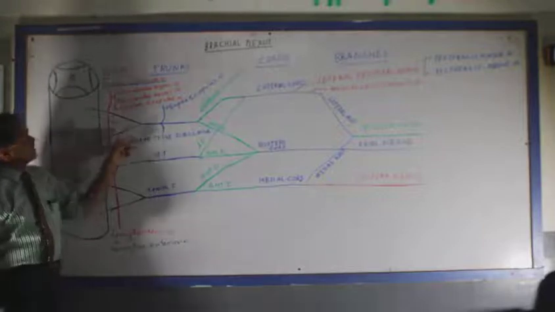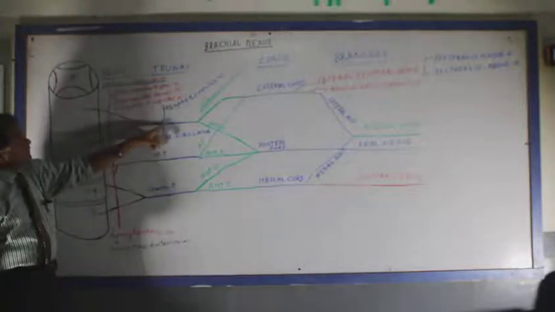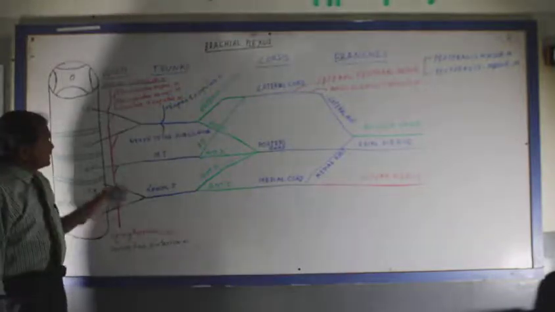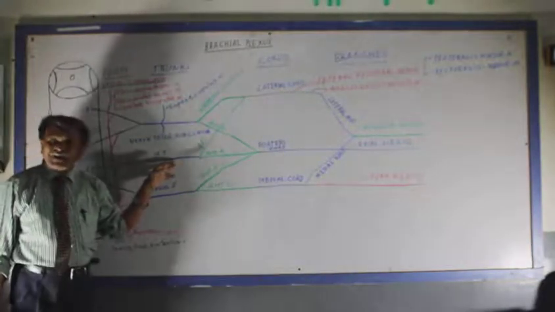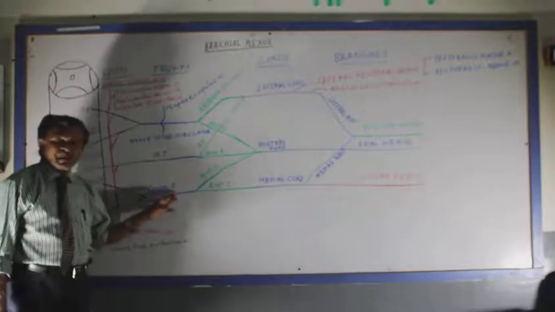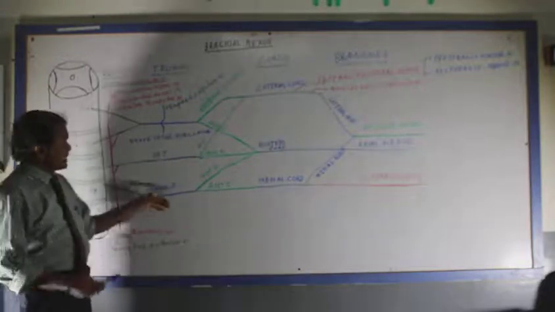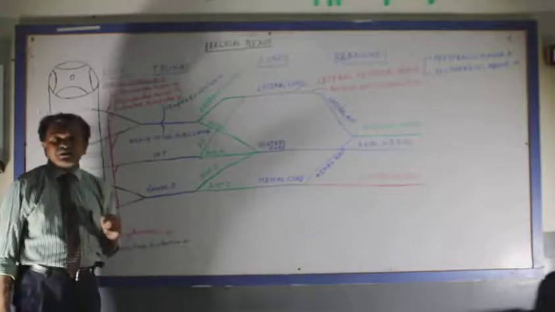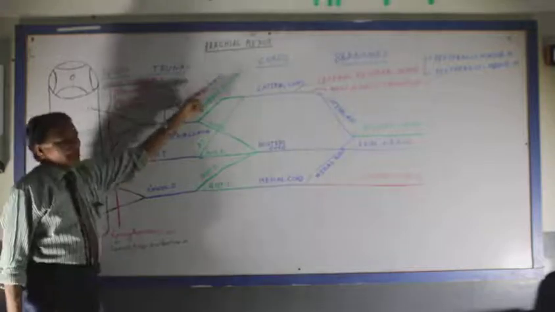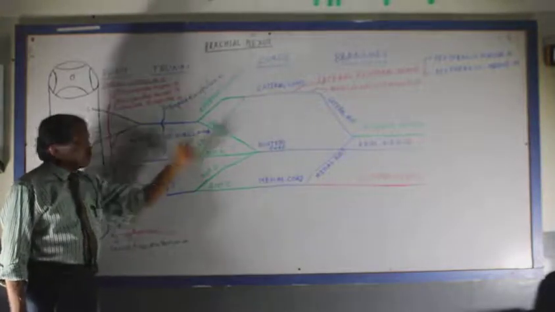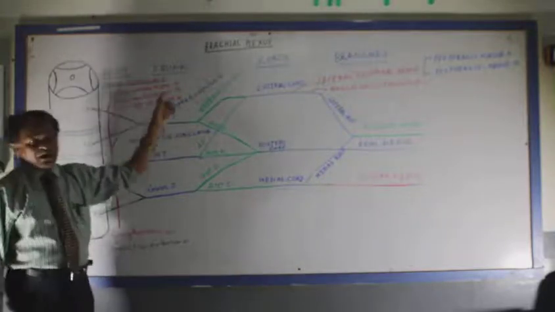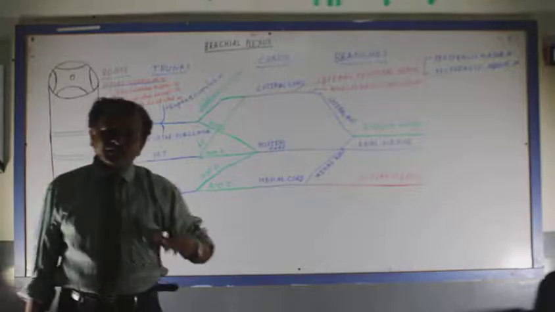Next is the branches from the trunks. You see here, the middle trunk is not giving any branch, and the lower trunk, this one is the lower trunk, is not giving any branches. But only the upper trunk is giving branches: one is the suprascapular nerve, and another one is the nerve to the subclavius. And the suprascapular nerve supplies the supraspinatus muscle.